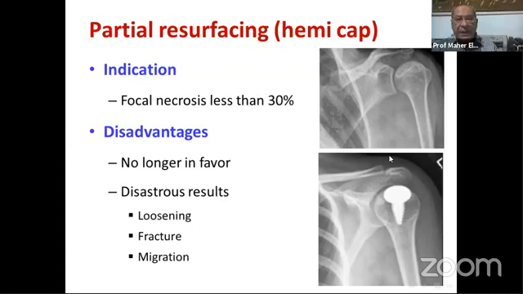Next is partial resurfacing. Hemi cap. The advantage of this technique is replacing only the diseased avascular necrosis, leaving the surrounding articular cartilage as being healthy. So the indication is focal necrosis less than 30%, and the disadvantages are that it is no longer in favor or no longer valid, with disastrous results such as loosening, fracture, and migration of the implant.